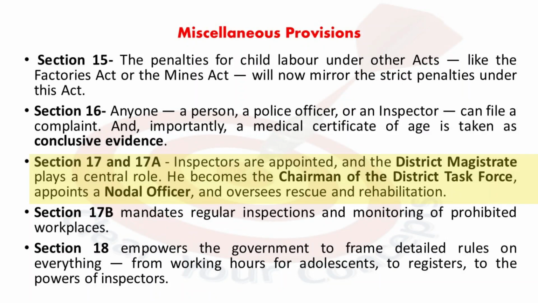So, in practice, if children are found working in a brick kiln, it is the district magistrate who leads the rescue mission. Finally, Section 17B mandates regular inspections and monitoring of prohibited workplaces. Think of it as surprise checks in industries like carpet weaving or glass bangle units, where children are often secretly employed. And to give flexibility, Section 18 empowers the government to frame detailed rules on everything, from working hours for adolescents, to registers, to the powers of inspectors.